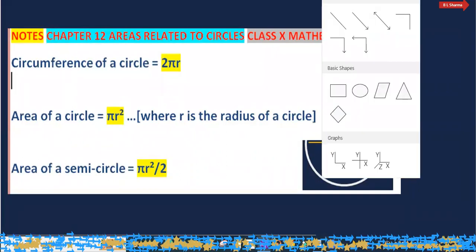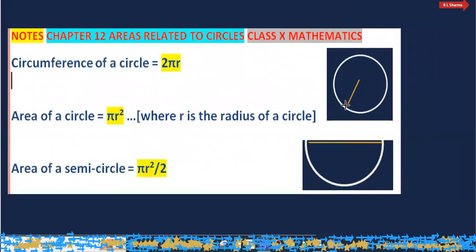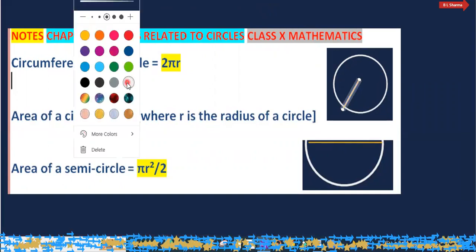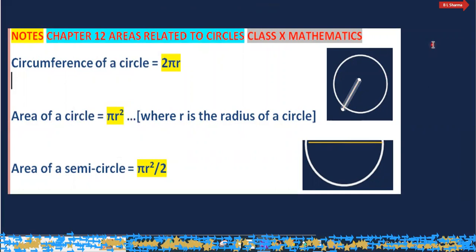If the radius of the circle is given to us, means this is radius, and this is radius, and later this is radius, then the perimeter of the circle or circumference of the circle is given by 2 pi r. Area of the circle, we also know, we already have done in 9th class, that is pi r square. r stands for the radius of the circle.